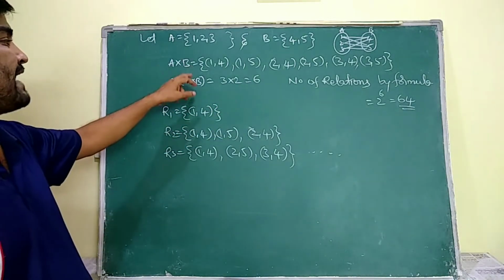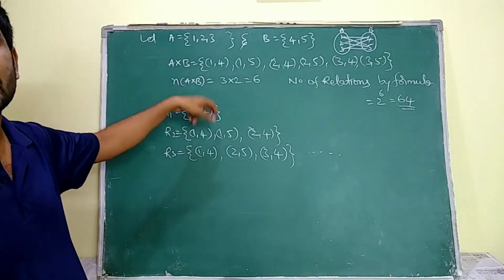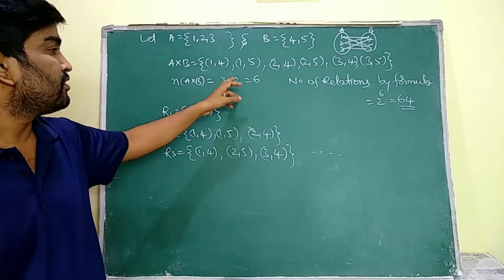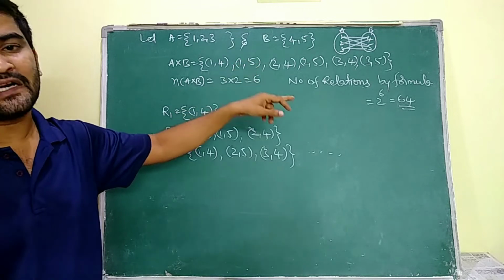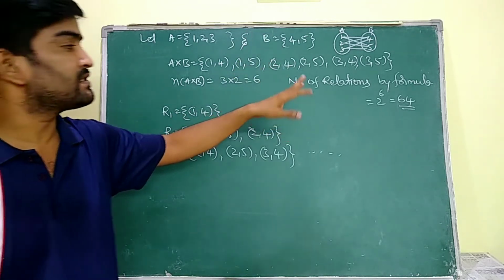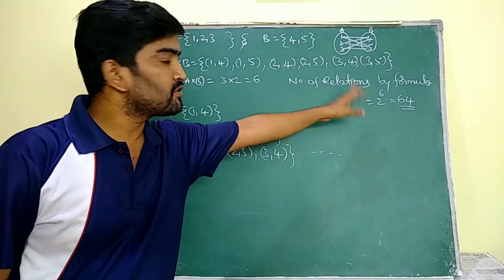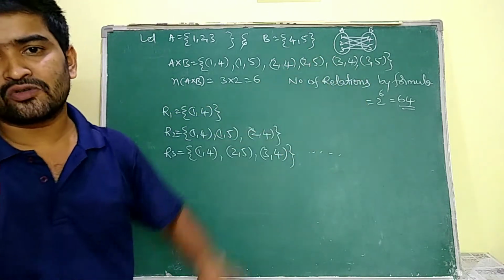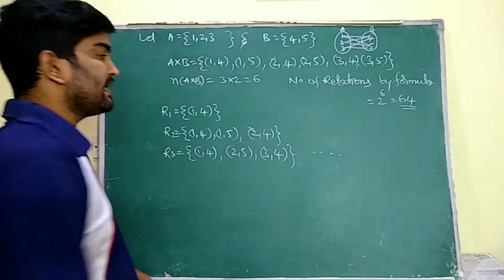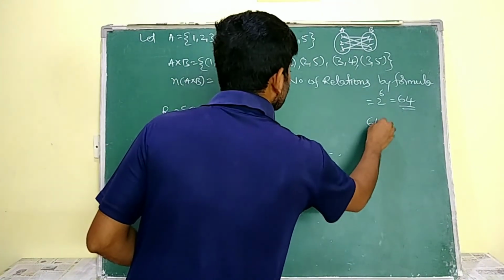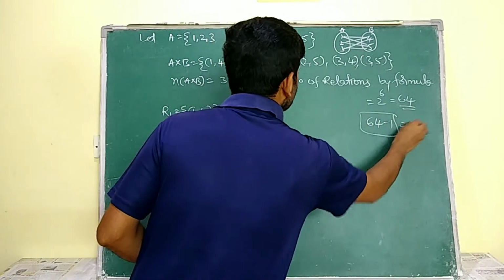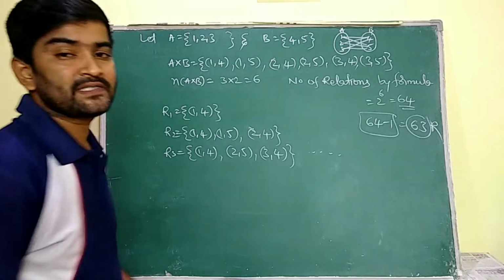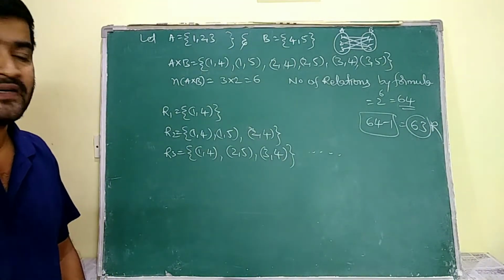Now as it has 6 elements, it must have 2 power 6 subsets. By the formula, the number of relations is equal to the number of subsets. Therefore the number of relations is 2 power 6, that is equal to 64. But in reality, how many relations are we going to have? 64 minus 1, that is 63 relations. Why? Because the empty set is not going to be considered as a relation.